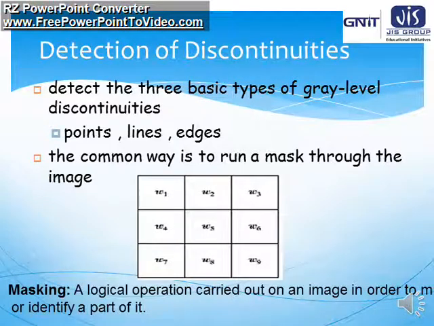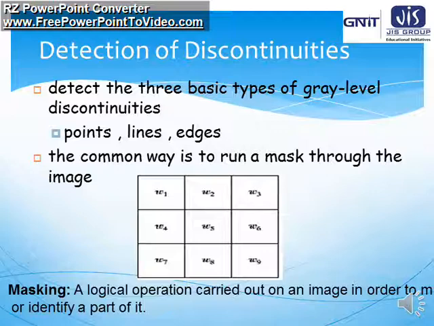Detection of discontinuities. When we discussed segmentation, we discussed two terms: one is continuity, another is discontinuity. If we want to detect the discontinuities, what do we have to do? Detect the three basic types of gray level discontinuities. First of them is points, also known as isolated points. The second one is lines, and the third one is edges.